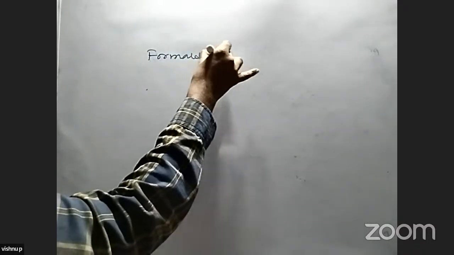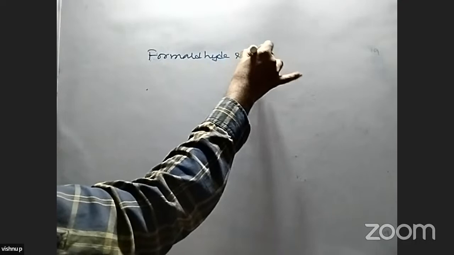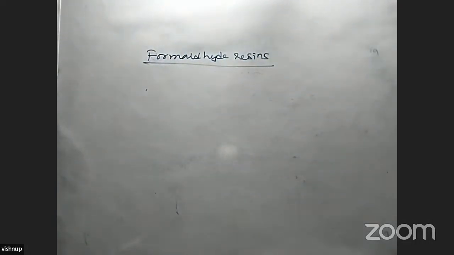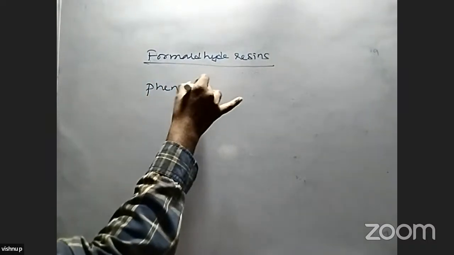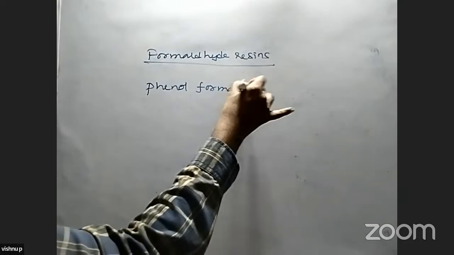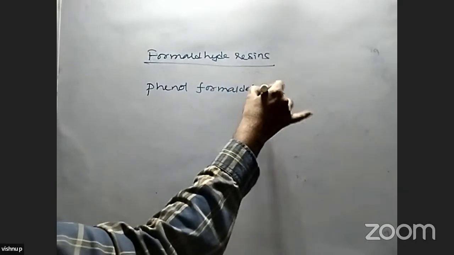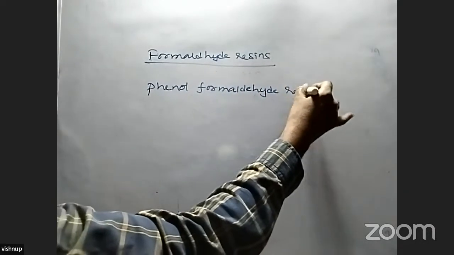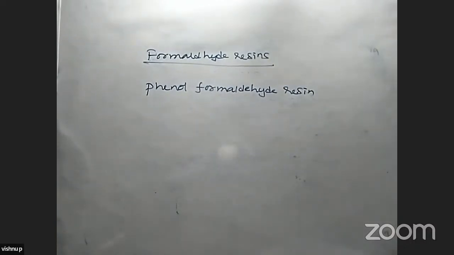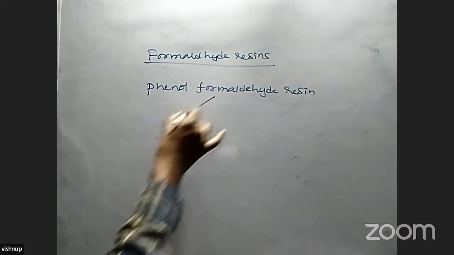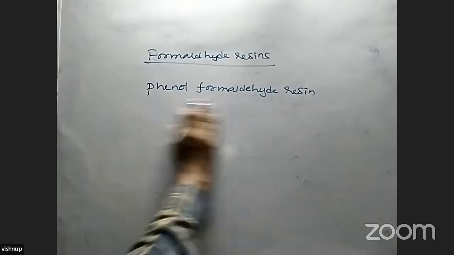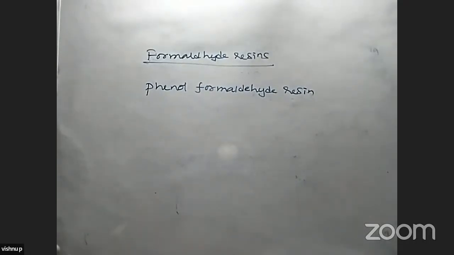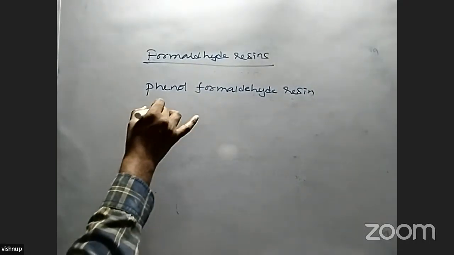formaldehyde resins. The next type of polymer is called formaldehyde resins. So first we start with phenol formaldehyde resin. This is again divided into two types. First we start with how these monomer units are combined.